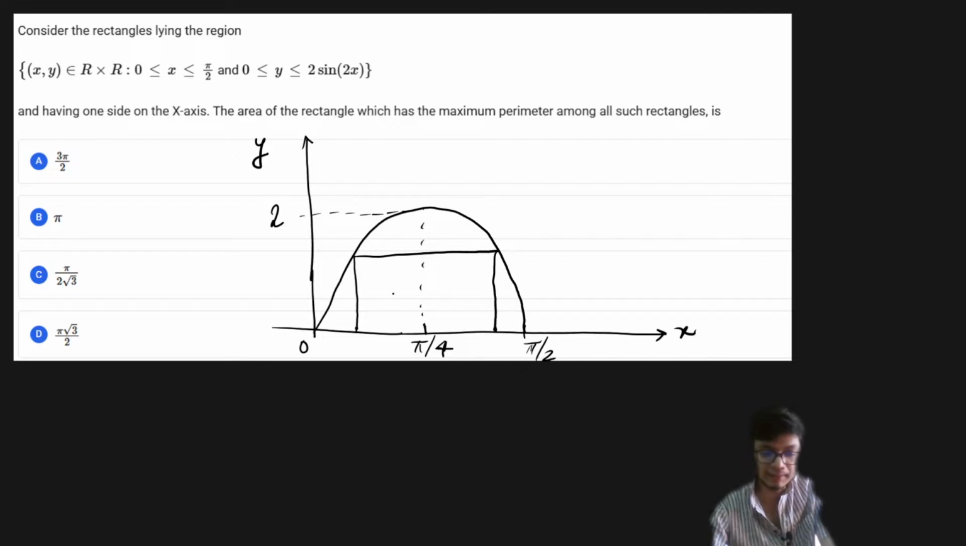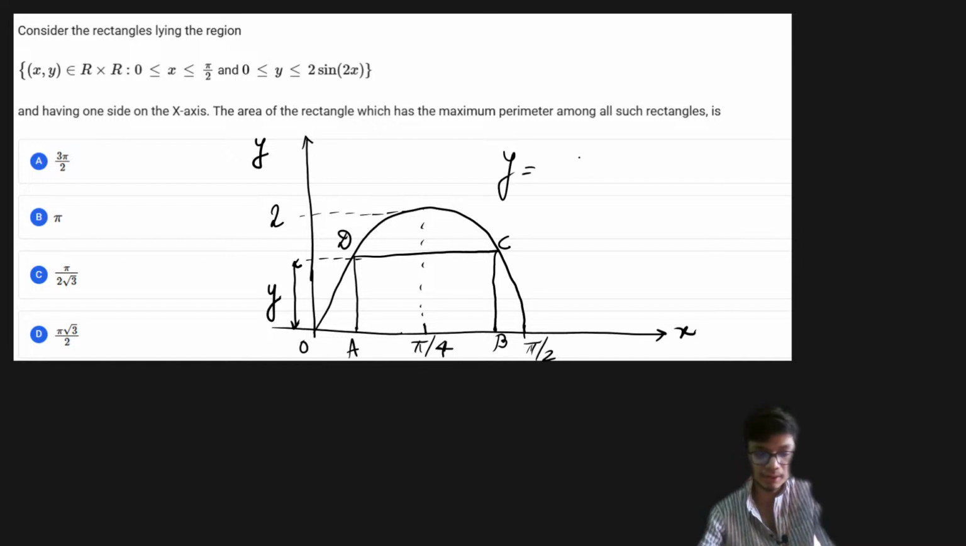If I call the rectangle A, B, C and D, then this kind of rectangle is going to have the maximum possible perimeter. So let us try to do this problem. To calculate the perimeter of this rectangle, first we have to assume some things. This particular length AD, let me call it y.